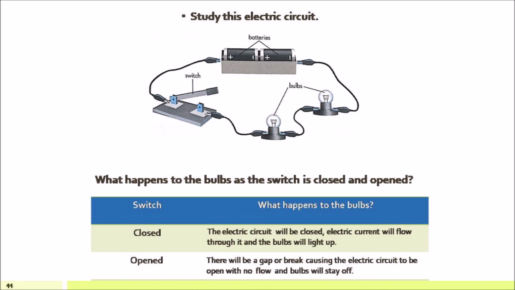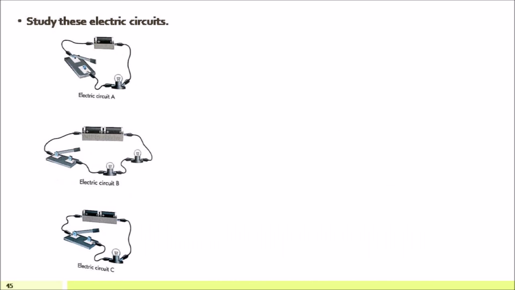Okay, so in the table underneath the question that you were just answering, you will see that when a switch is closed, the electric circuit will also be closed, and so the electric current will flow through it and bulbs will light up. But on the contrary, when it is opened, there will be a gap or break causing the electric circuit to be open with no flow, and bulbs will stay off.